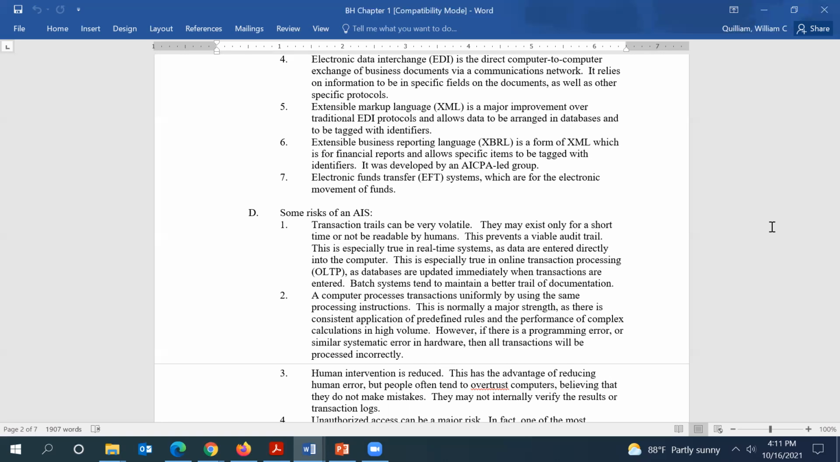There were some compatibility issues, and it can be expensive for companies to implement. It is expensive, yes, especially the initial implementation.